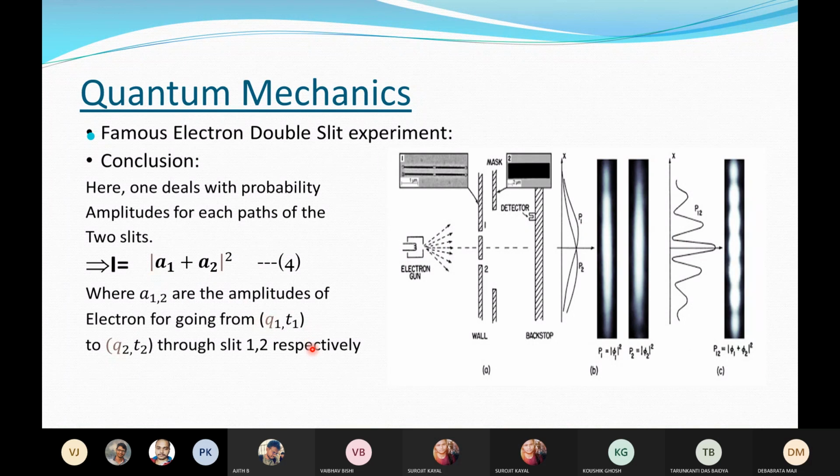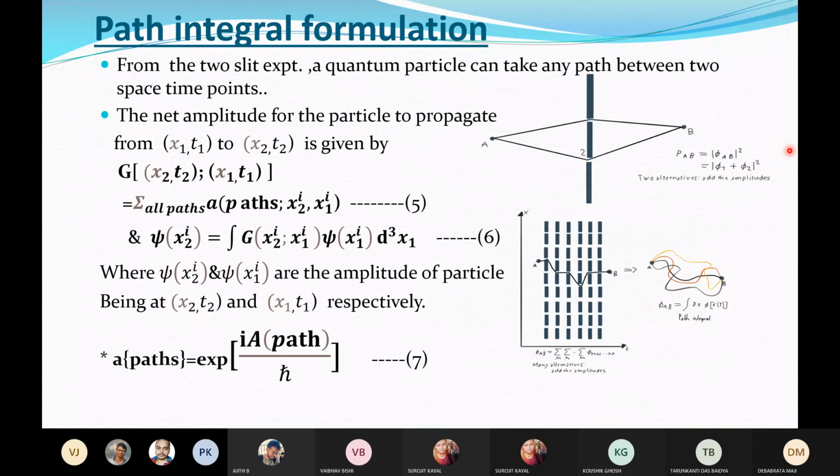So we will move forward. The things we have learned from the two-slit experiment will be beneficial for us in formulating the path integral formulation of quantum mechanics. What we have learned is that a particle can take many possible paths between two space-time points. You can see this image. We have put many slits between two points, and there are many possible paths that a particle can propagate along quantum mechanically, and there is a unique probability amplitude associated with each path.